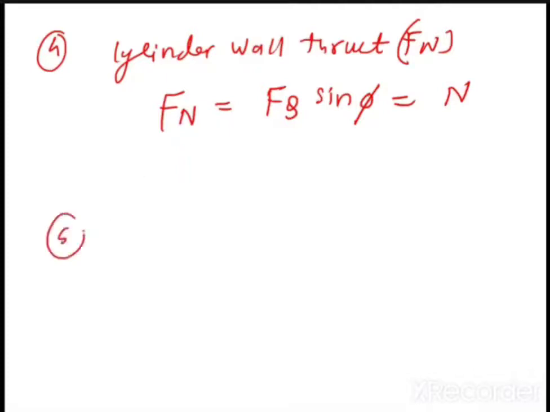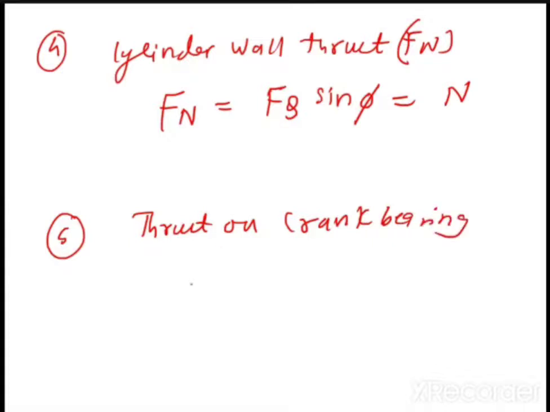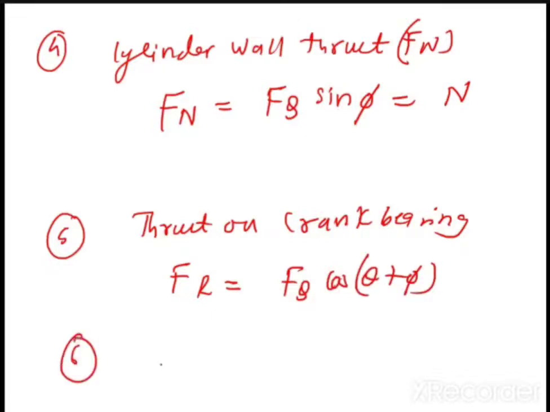ओके, अँड लास्ट, thrust on the crank bearing. What is thrust on the crank bearing? Yes, thrust on the crank bearing is nothing but the radial force, Fr. So Fr is equal to Fq cos theta plus phi. Okay, and last cranking effort or the torque acting on the crankshaft. What is that? Ft into R is equal to Newton meter.